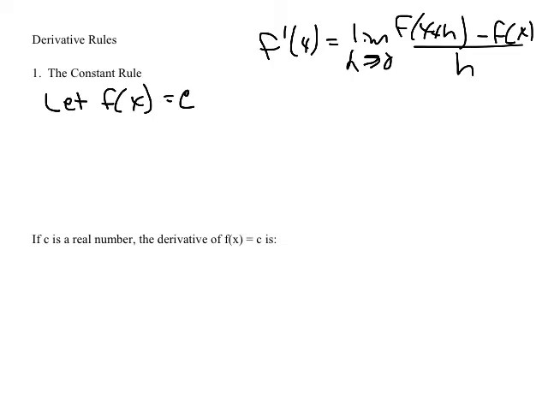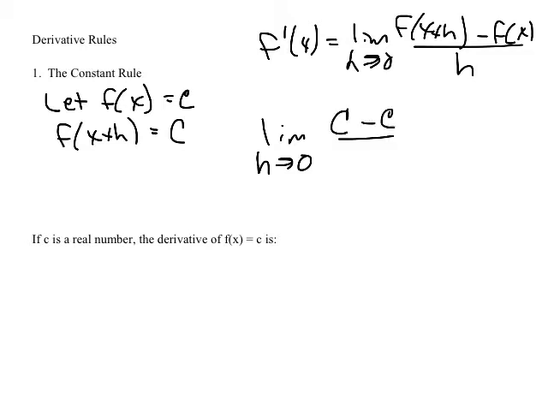Well, since that's a constant and there is no variable to substitute in for x, f of x plus h is also c. So when I take the limit as h approaches 0, we end up with c minus c over h. So in the end, that's 0. That is the constant rule.